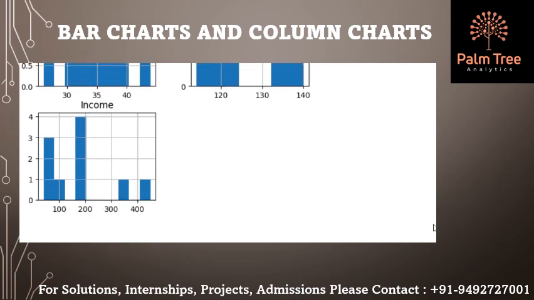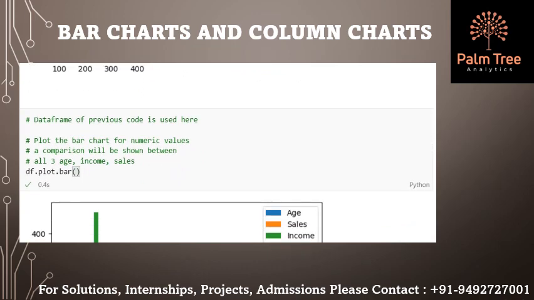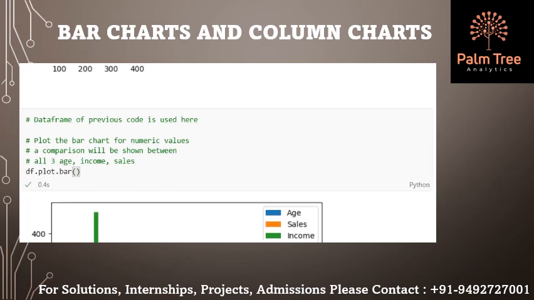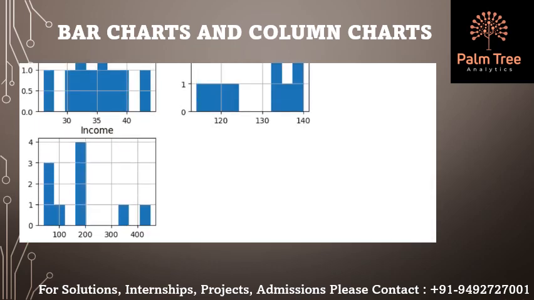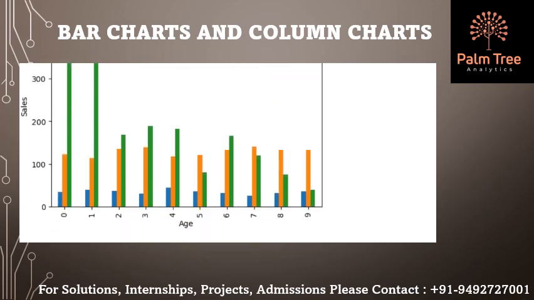Okay, and next comes the bar plot, right? In this bar plot, again it is similar to a histogram, but when we call it, instead of hist, we use df dot plot dot bar. So whatever the numeric variables we have, age, sales, income, which were earlier shown separately, here it is showing all together, so that we can have a quick comparison when we have this bar chart.